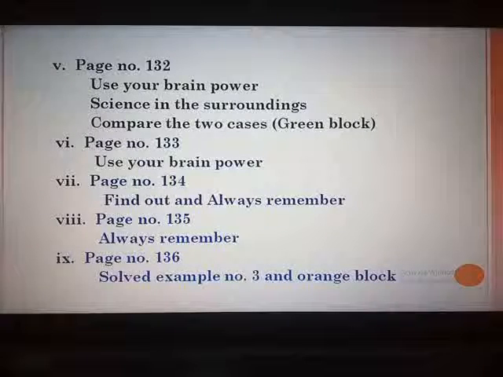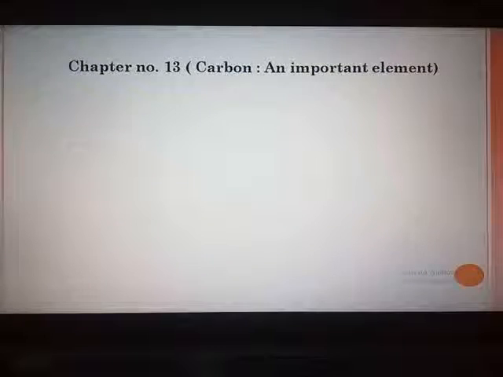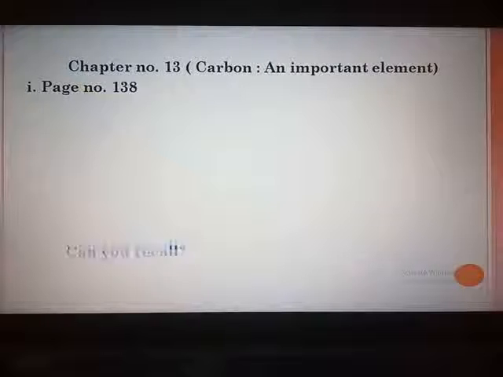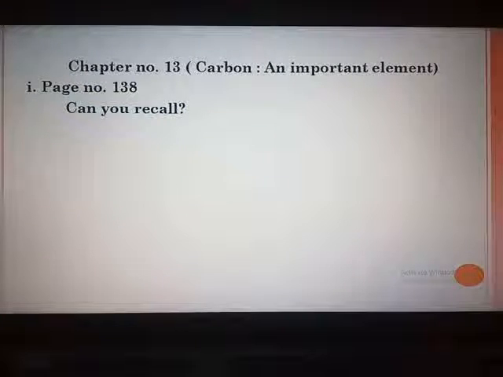Let us move towards our next chapter of section A, chapter number 13. Carbon, an important element. Page number 138. Now here you have to be a little bit careful. Right on the top you have two activities. Can you recall and try this? So remove all those activities along with that entire stuff. So you will start reading from carbon. The element carbon is available abundantly. From there your chapter starts. Above that whatever activities are there you have to remove.